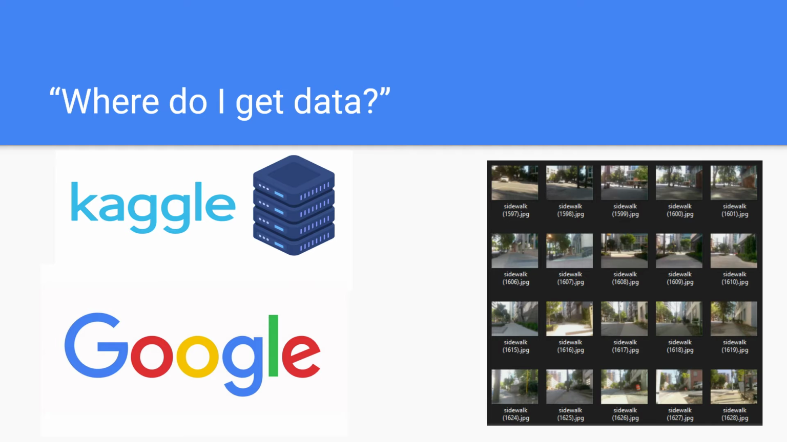This image on the right is an example of some images from a sidewalk classification data set, which would be useful in the case of Johnny, who's trying to identify if scooters are riding on the sidewalk or in the street.